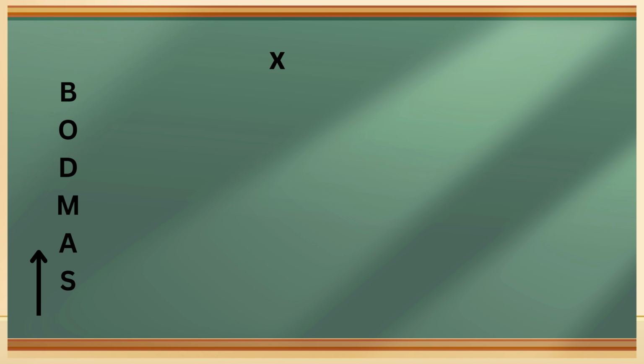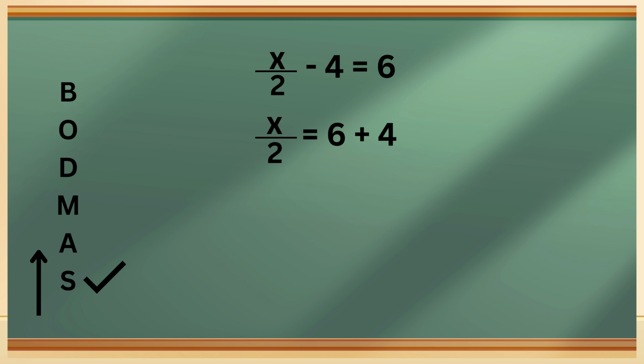x divided by 2 minus 4 equals 6. So we will undo subtraction. So what will we do? We will transpose minus 4 from the left hand side to the right hand side and it will become plus 4. x divided by 2 equals 6 plus 4. x divided by 2 equals 10.